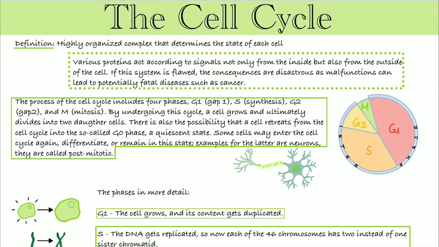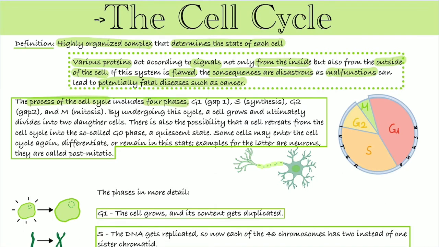Today we're talking about the cell cycle, which is a highly organized complex that determines the state of each cell within our bodies. We have a bunch of different proteins that act according to signals not only from the inside of the cell but also from the outside. If there are any flaws in this system, the consequences are disastrous, and malfunctions can lead to potentially fatal diseases such as cancer. The process of the cell cycle can be divided into 4 phases.